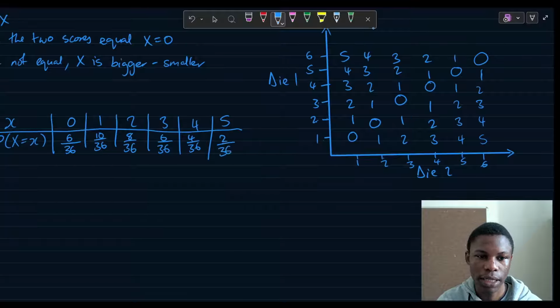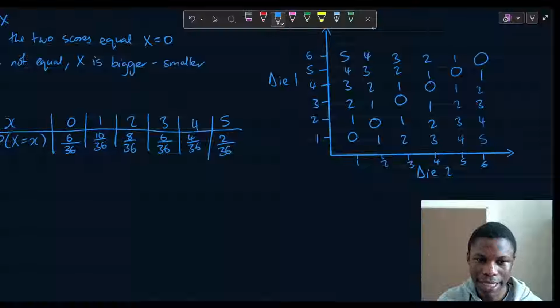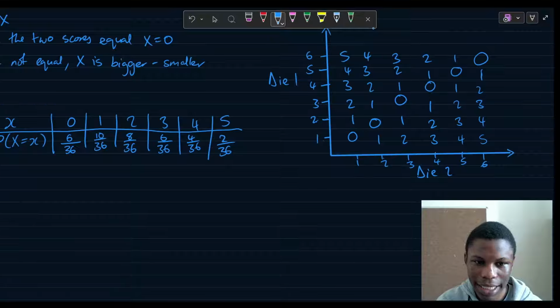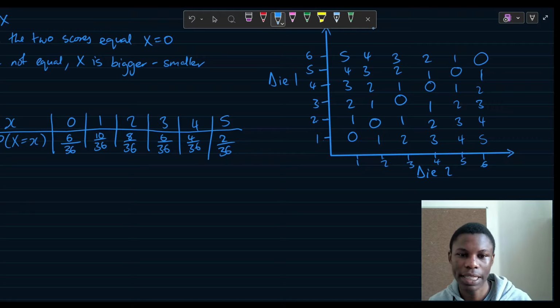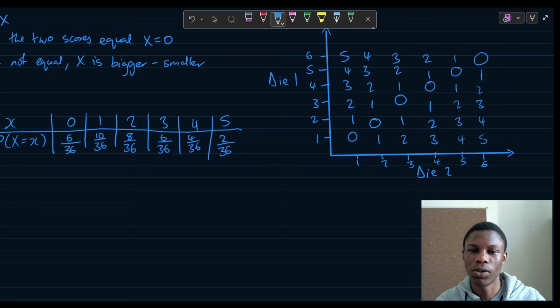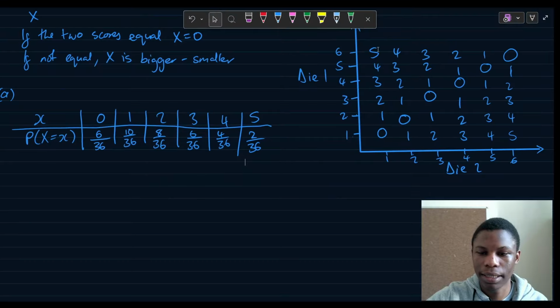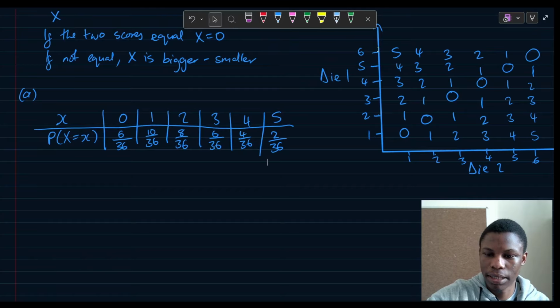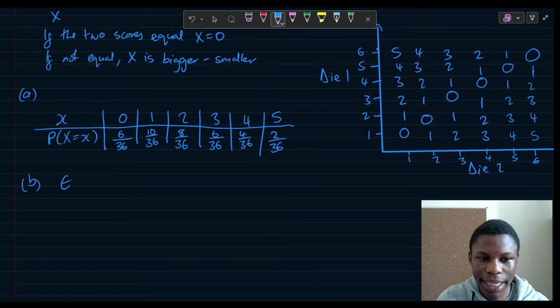And double check that it all adds up to 1. So 6 plus 10, that's 16, plus 8, that's 24, plus 6, that's 30, plus 4, that's 34, plus 2, that's 36. And this is all over 36, so 1. Right, perfect. So that is our probability distribution table for x. Part B says find the expectation of x and the variance of x.